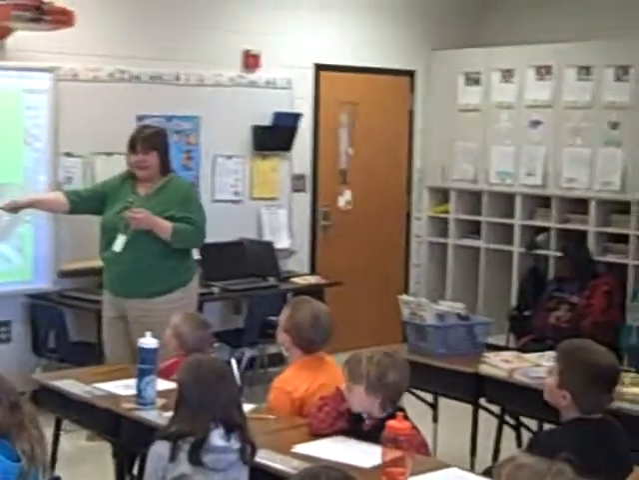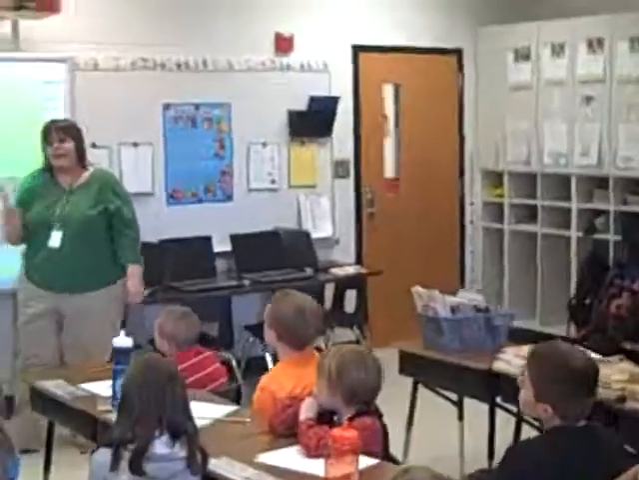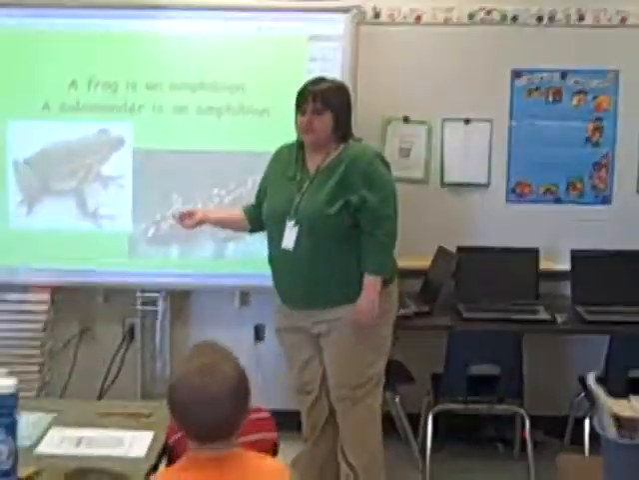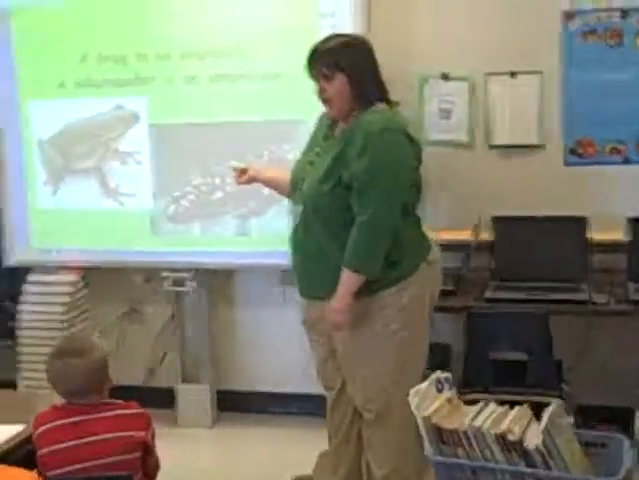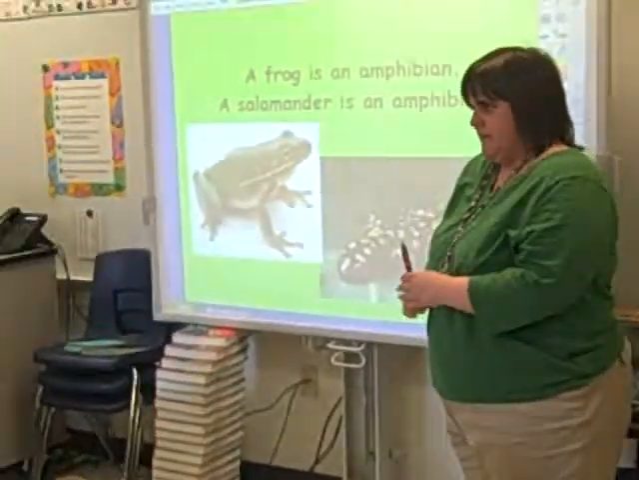A frog is an amphibian, and this is an example of a frog. There are all types of frogs, but this is just one picture. A salamander is also an amphibian, and there are also all types of salamanders, and this is just one example.